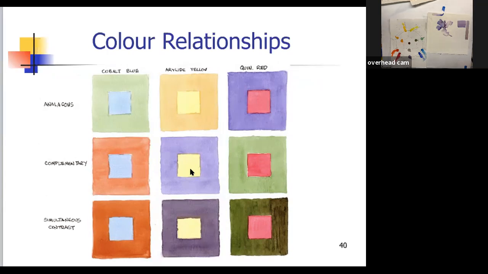When we put 2 colors that are complementary beside one another, we create a tension between those 2 colors. Green is saying, look at me, and red is saying, look at me. Yellow is screaming, look at me, and violet is screaming, look at me, right? So we create tension.